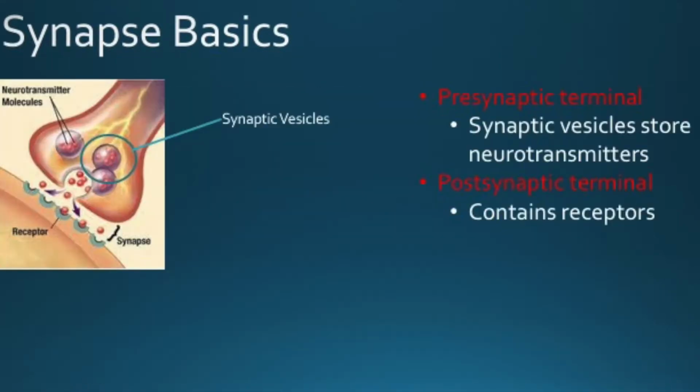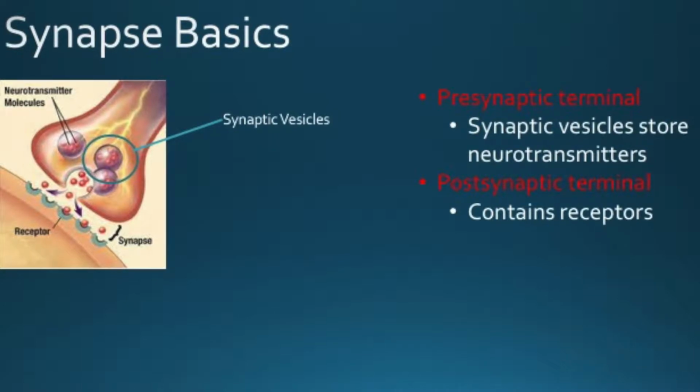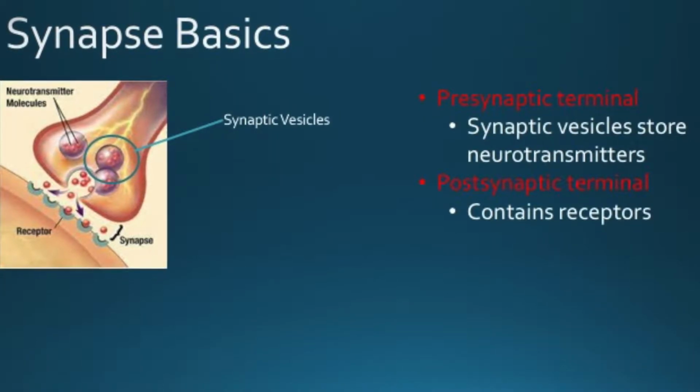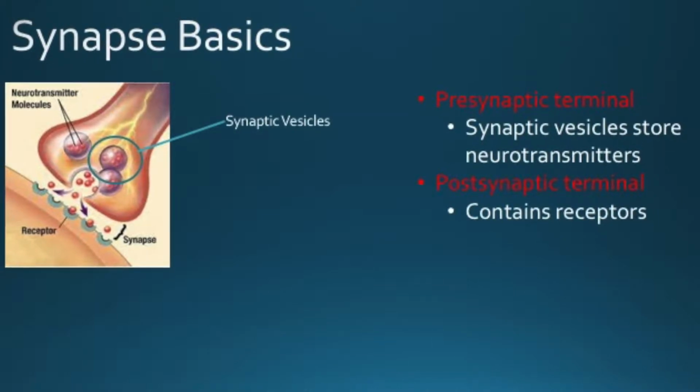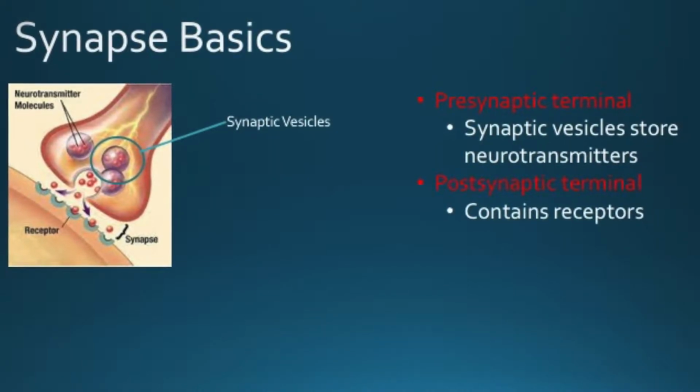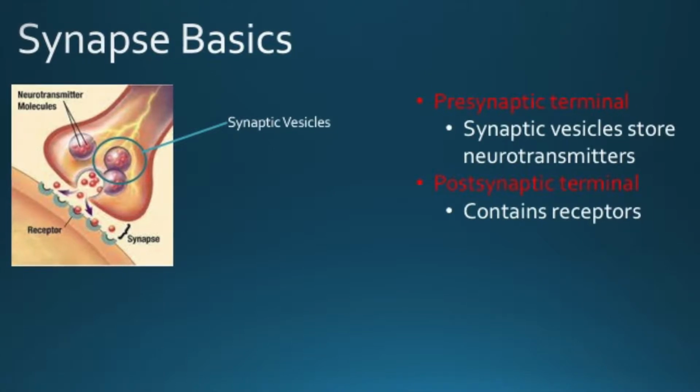A synapse is the gap between two neurons where information is transferred. Synapses are involved in every nervous system function. Synapses contain a presynaptic terminal where the information is coming from and a postsynaptic terminal where the information is being transferred to. The space in between is called the synaptic cleft.